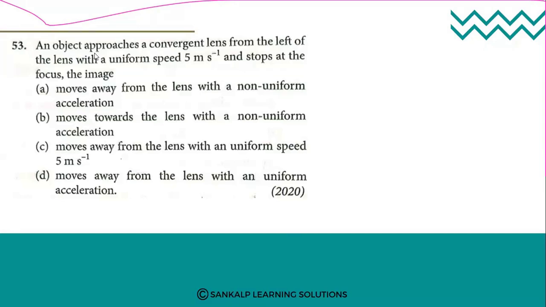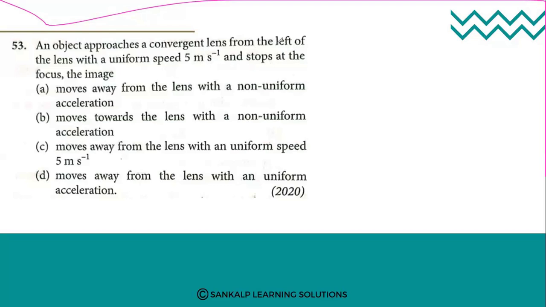See, an object approaches a convergent lens from the left of the lens with a uniform speed of 5 meters per second and stops at the focus. So what happens to the image? See the question here, what they are saying. An object approaches a convergent lens. So here you have a convergent lens.